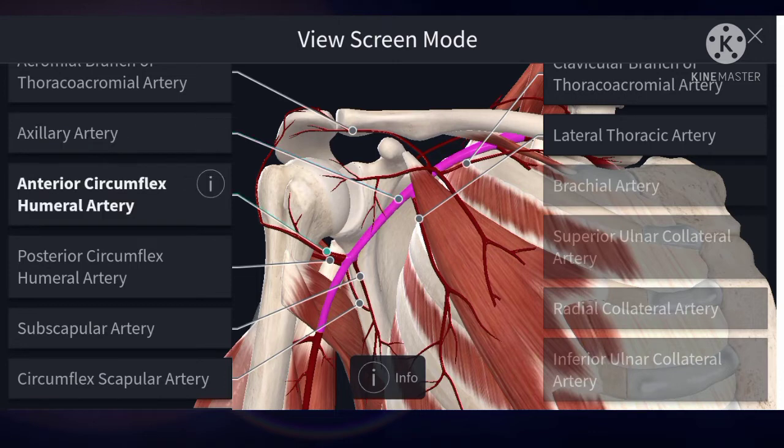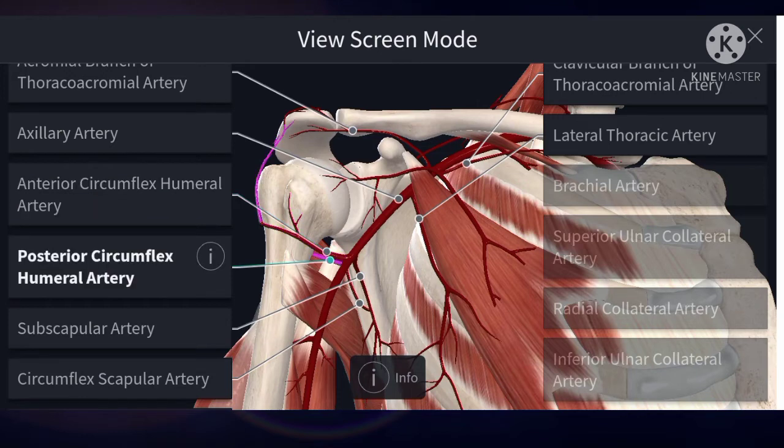Now firstly we will see the branches of the axillary artery, and that is the anterior circumflex humeral artery. As you can see here clearly, the anterior circumflex humeral artery is a small branch arising from the third part of the axillary artery. At the lower border of subscapularis muscle, it passes laterally in front of the intertubercular sulcus of humerus and anastomoses with the posterior circumflex humeral artery to form an arterial circle around the surgical neck of humerus.